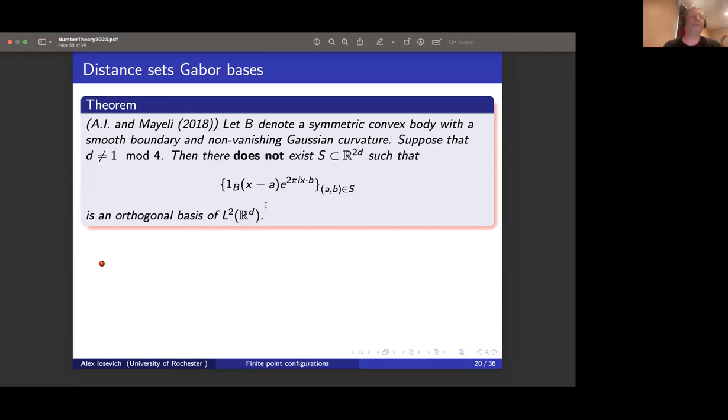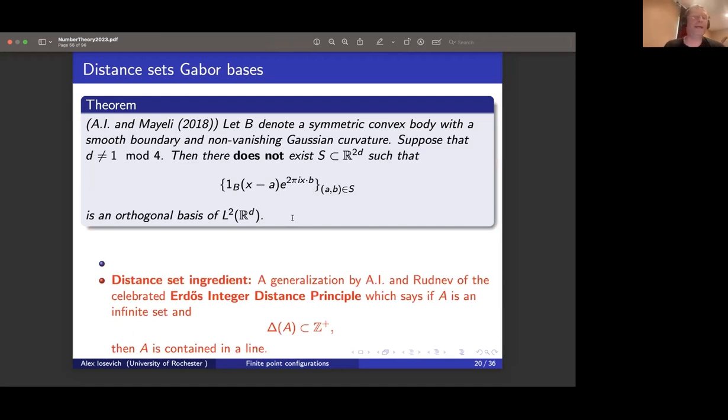So to put it simply, there does not exist an orthogonal Gabor basis where the window function is an indicator function of a ball. If the window function is an indicator function of a cube, there's no problem, and this is the classical Gabor basis, okay?